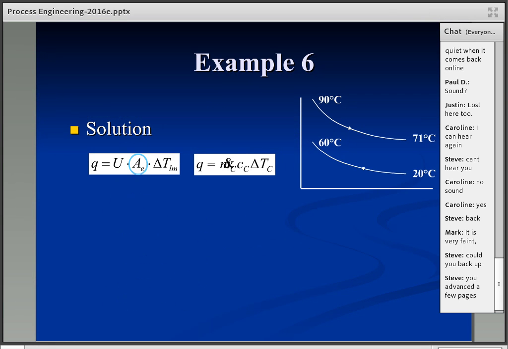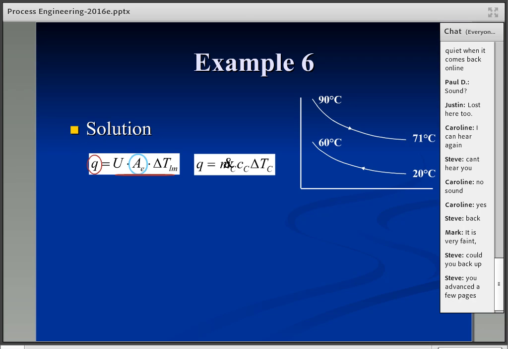Looking at those equations, we had the most fundamental equation: overall heat transfer coefficient times the effective area times log mean temperature difference, and we were asked for the effective area in this case. The Q in here is an unknown initially, a second unknown.